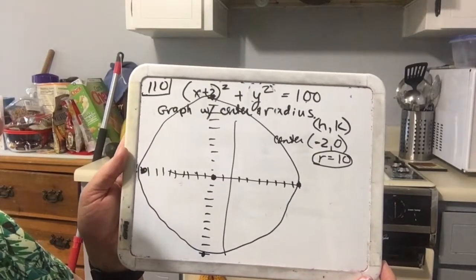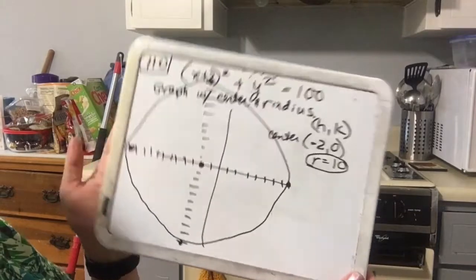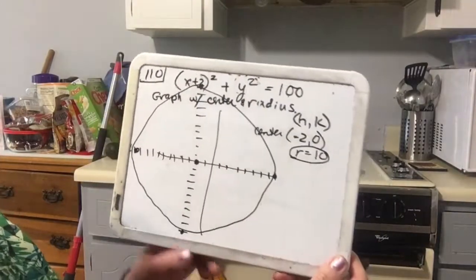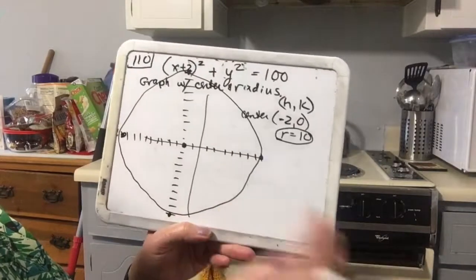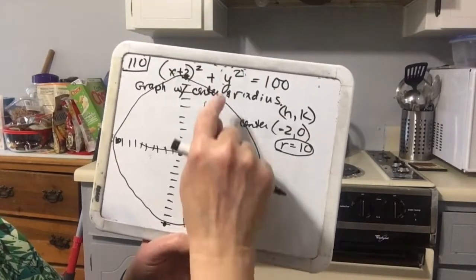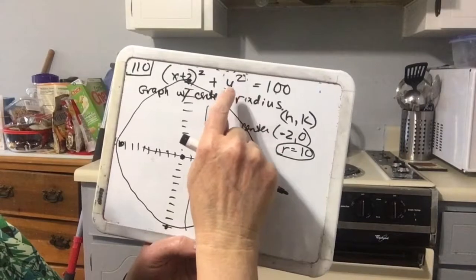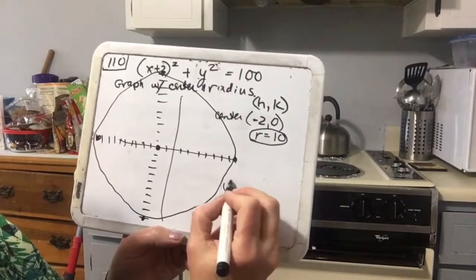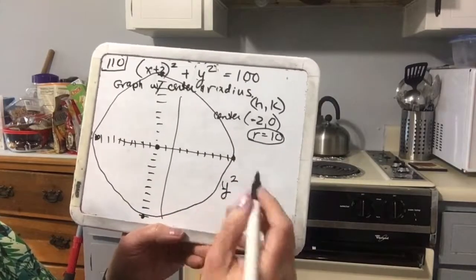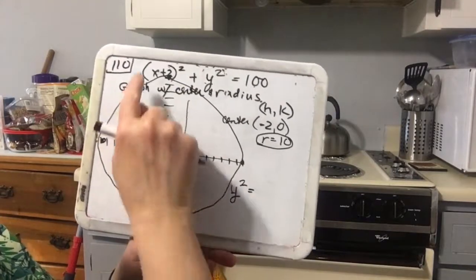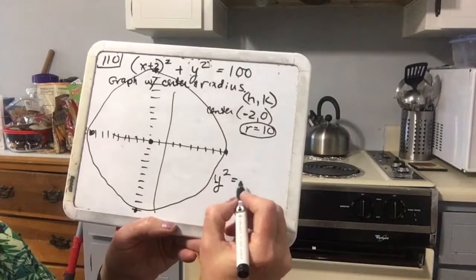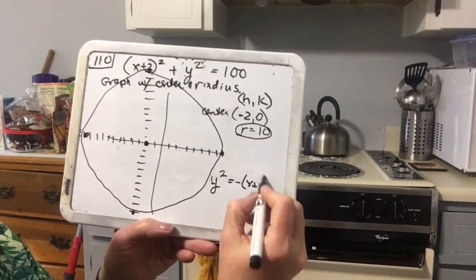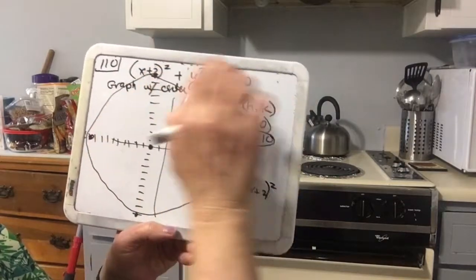Okay, so now we're going to take this same one and we're going to put it on the graphing calculator just to see how that's done. And so remember, when we're putting something on the graphing calculator, we want to have y equals. So we're going to start by solving for y. We got y squared is equal to, now when I move this over here, it's going to become a negative x plus 2 squared, and then plus 100.